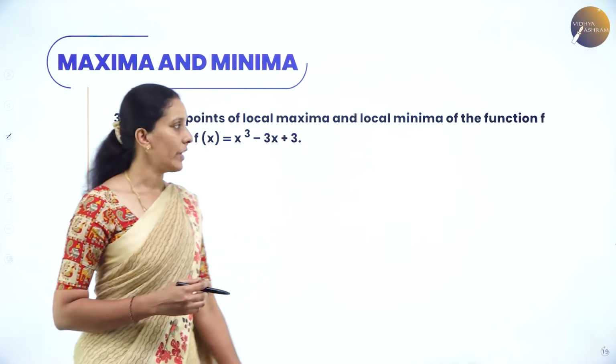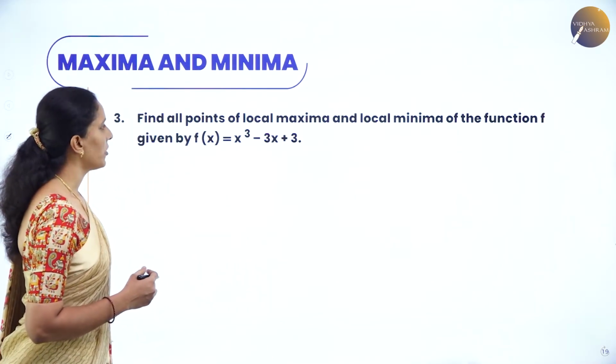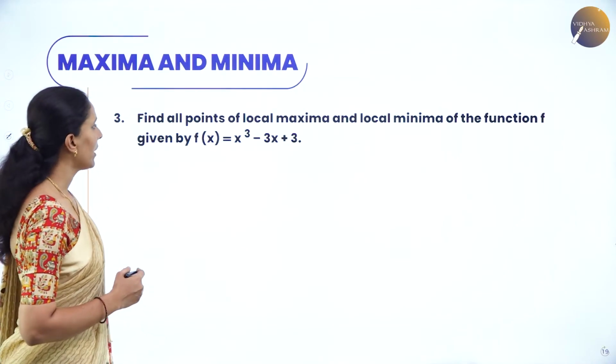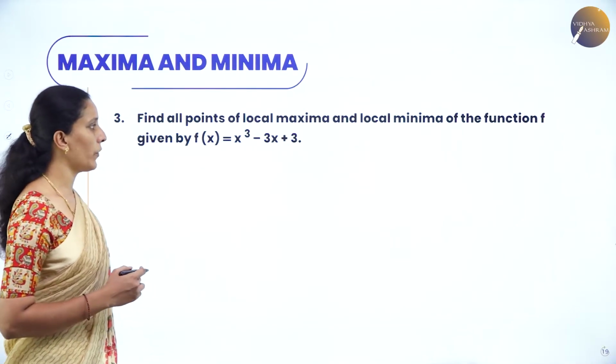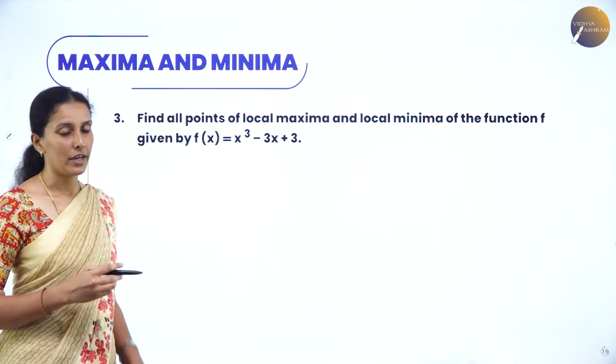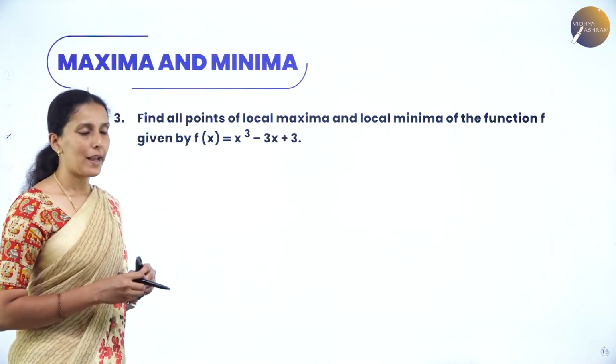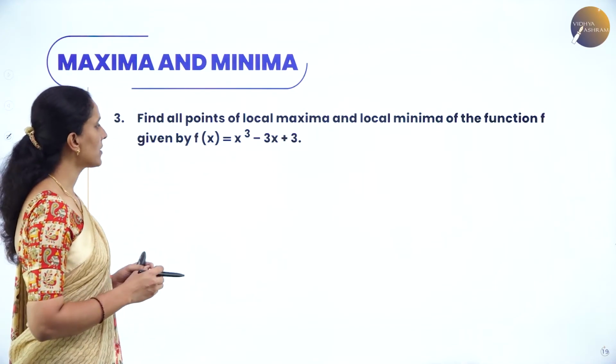So, the next question we have here: find all points of local maxima and local minima of the function f given by f of x is equal to x cube minus 3x plus 3. We have studied the first derivative test, so let us apply the first derivative test for this question.